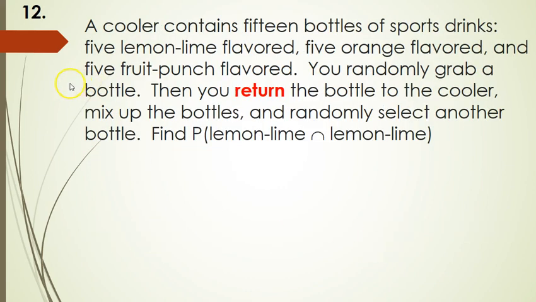All right, number 12. A cooler contains 15 bottles of sports drink, 5 lemon lime flavor, 5 orange, and 5 fruit punch. You randomly grab a bottle, then you return the bottle to the cooler, mix up the bottles, and randomly select another bottle. So this is lemon lime and lemon lime. So this is an and problem, so we know that we're going to be multiplying.